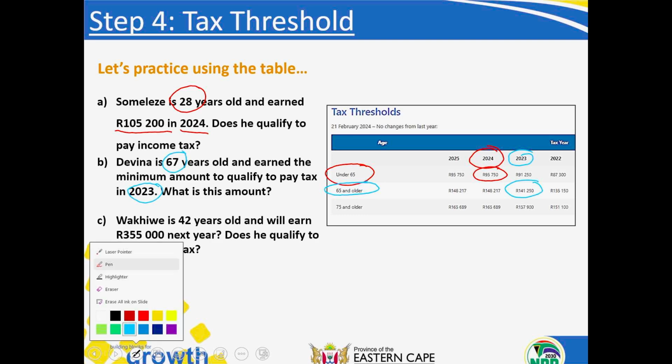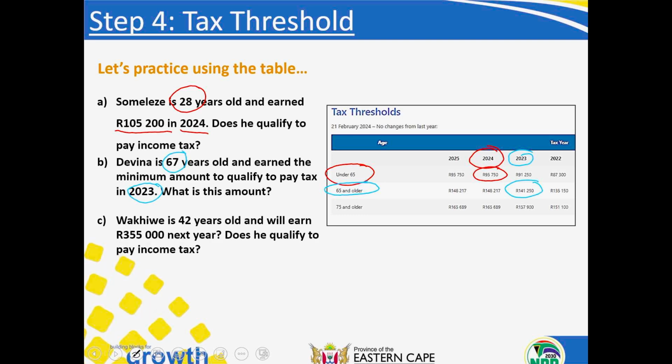Lastly, let's move on to Wakiwe. Wakiwe is 42 years old and will earn 355,000 Rand next year. Remember, currently we are in 2024. Does he qualify to pay income tax? So, once again, let's identify the important information.